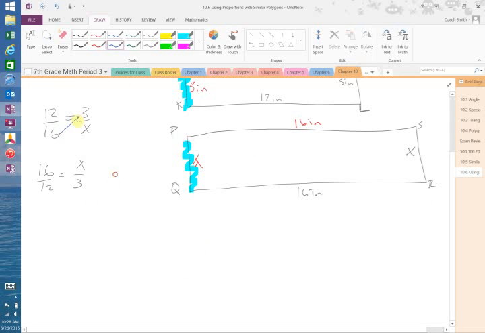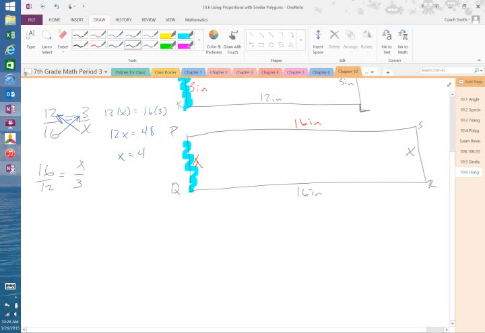So, when I set this up, I would simply cross-multiply the two together. That would give me 12 times X is equal to 16 times 3. Well, what is 16 times 3? 48. So I have 12X is equal to 48. And when I solve that, I get X is equal to 4.